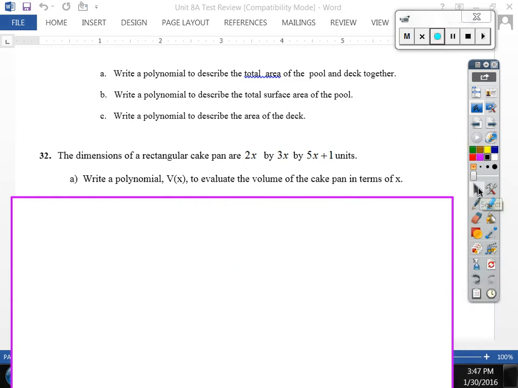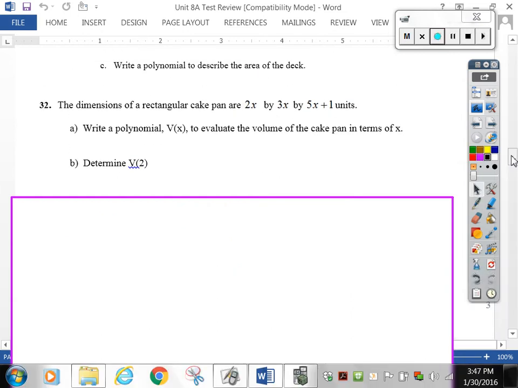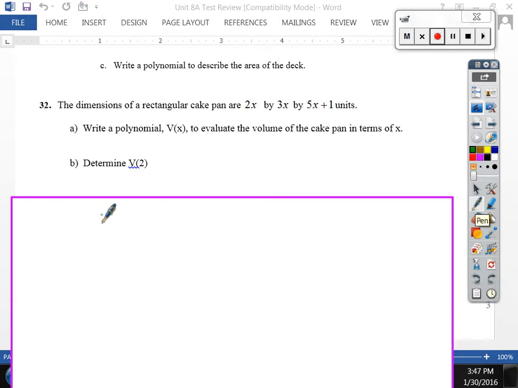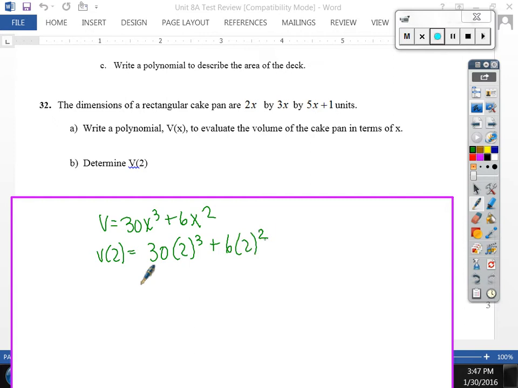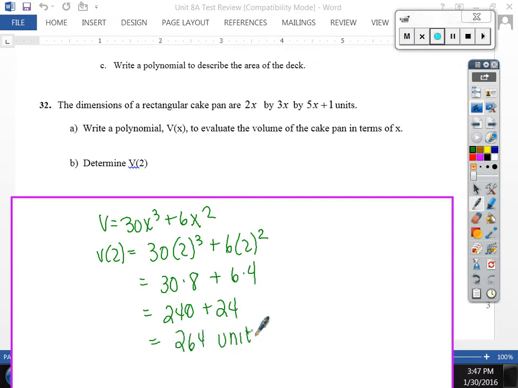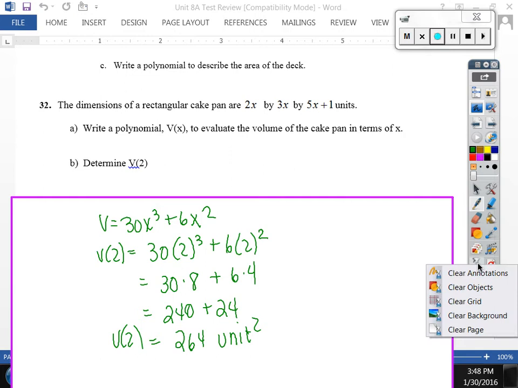Okay, so my volume was 30x cubed plus 6x squared. I want to know what is V of 2. So that means I'm going to put 2 in for x. So I have 30 times 2 cubed plus 6 times 2 squared. 2 cubed is 8. 2 squared is 4. So I get 240 plus 24, which is 264 units. Okay, so volume should always have units.